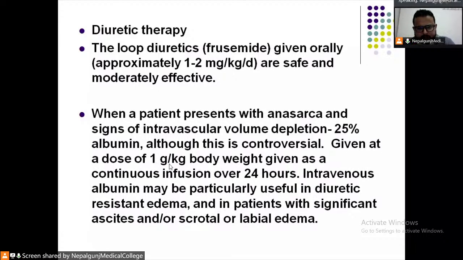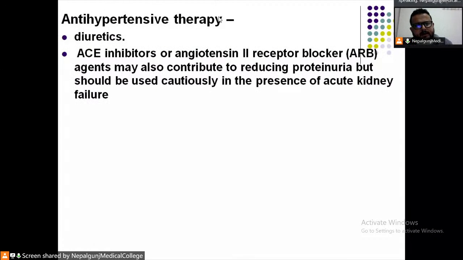It is given at a dose of 1 gram per kg body weight, as a continuous infusion over 24 hours. IV albumin may be particularly useful in diuretic resistant edema and in patients with significant ascites and/or scrotal or labial edema. So albumin is beneficial, particularly if there is diuretic resistant edema and there is significant ascites or any scrotal edema. Antihypertensive therapy, particularly the ACE inhibitor or the ARB, also contributes to reducing the proteinuria, but should be used cautiously in the presence of acute renal failure.